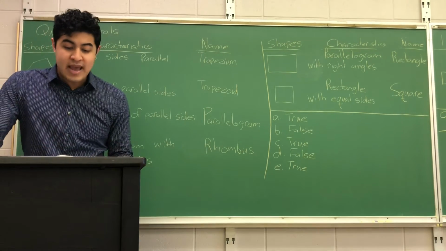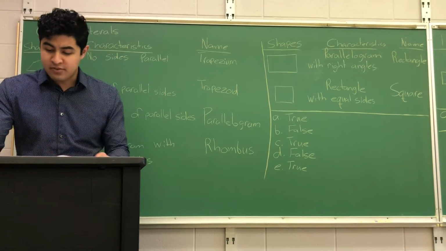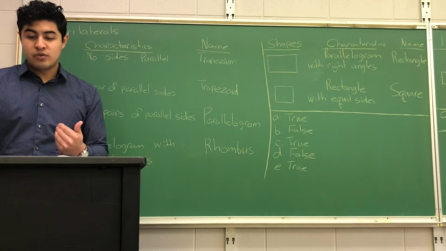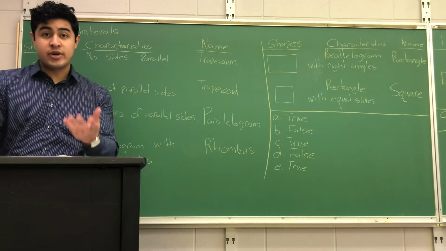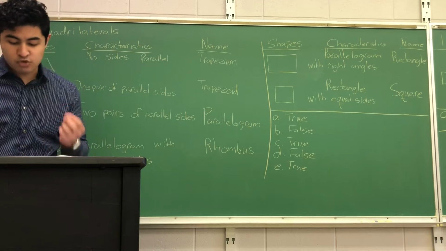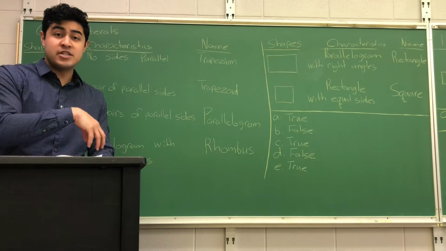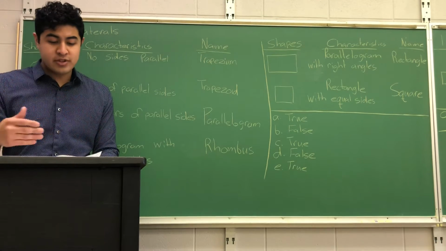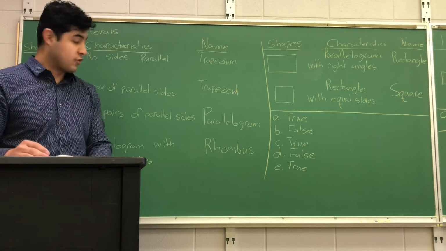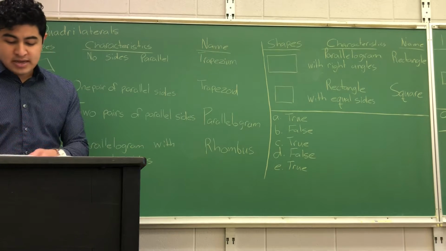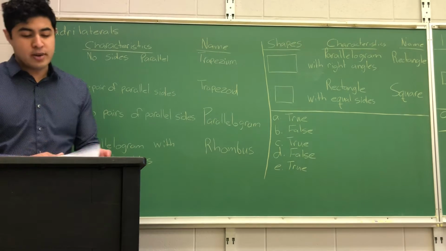Letter C, every square is a rhombus, okay? And we notice from the bottom of page 377, the last sentence is, a square is also a special kind of rhombus. So we're just taking information that we're given and answering the statements whether true or false. So letter C is true. A square is also a special kind of rhombus.